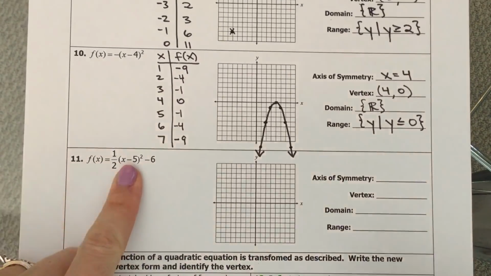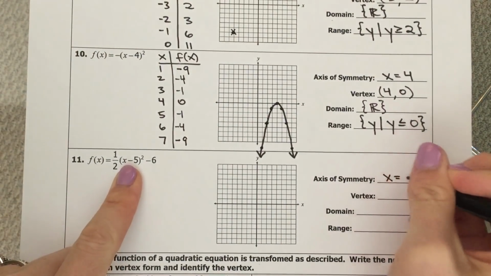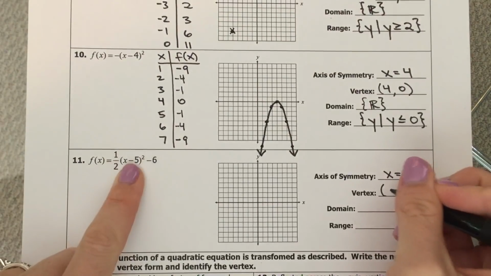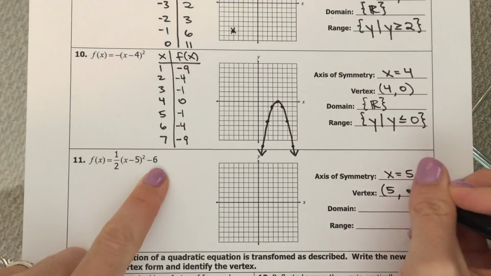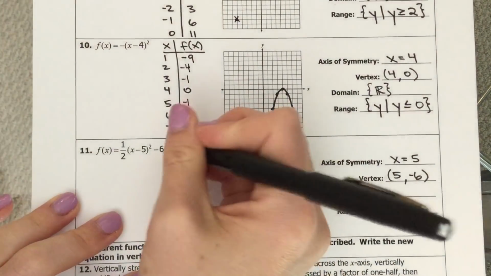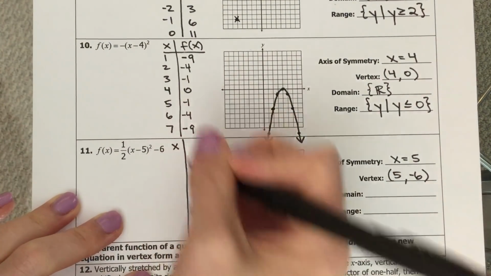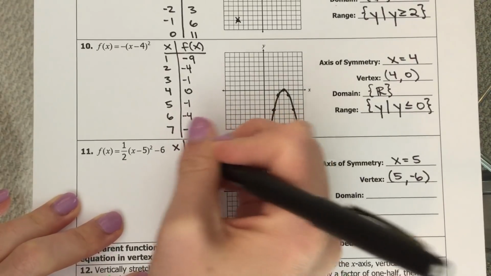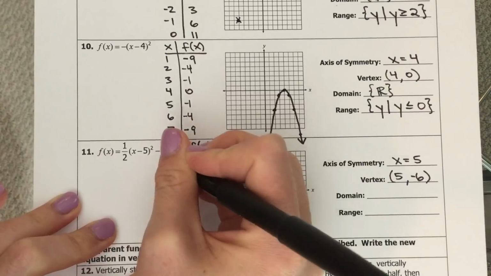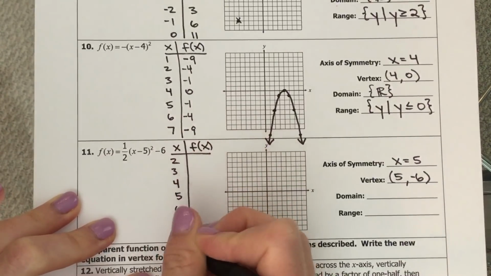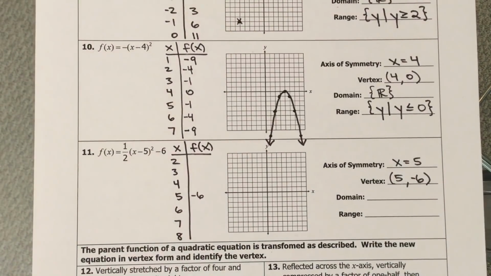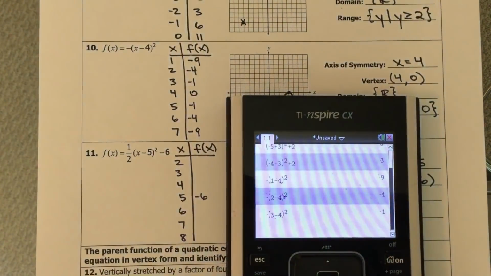Axis of symmetry, you have an x minus 5, so your axis of symmetry is a positive 5. For the vertex, I use the opposite of this value for x and this exact value for y. And one last time, let's make a table. Okay, so the x-coordinate of 5 goes right in the middle, and then we go down 3 values and up 3 values. We know that this y value is a -6, and let's plug in the rest.